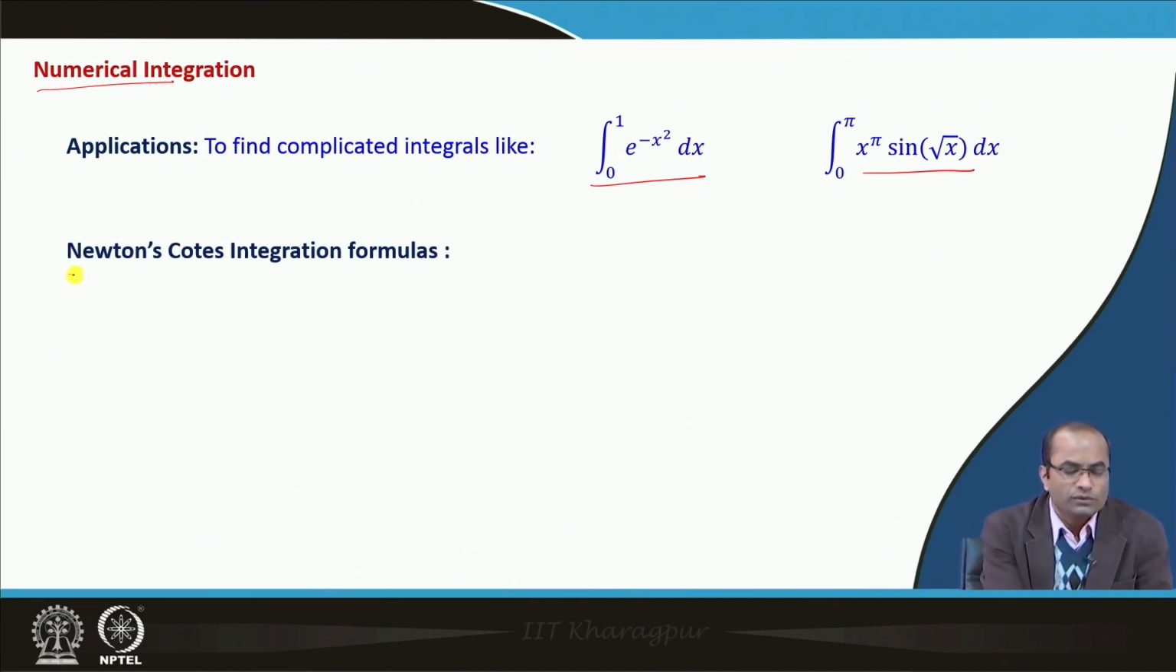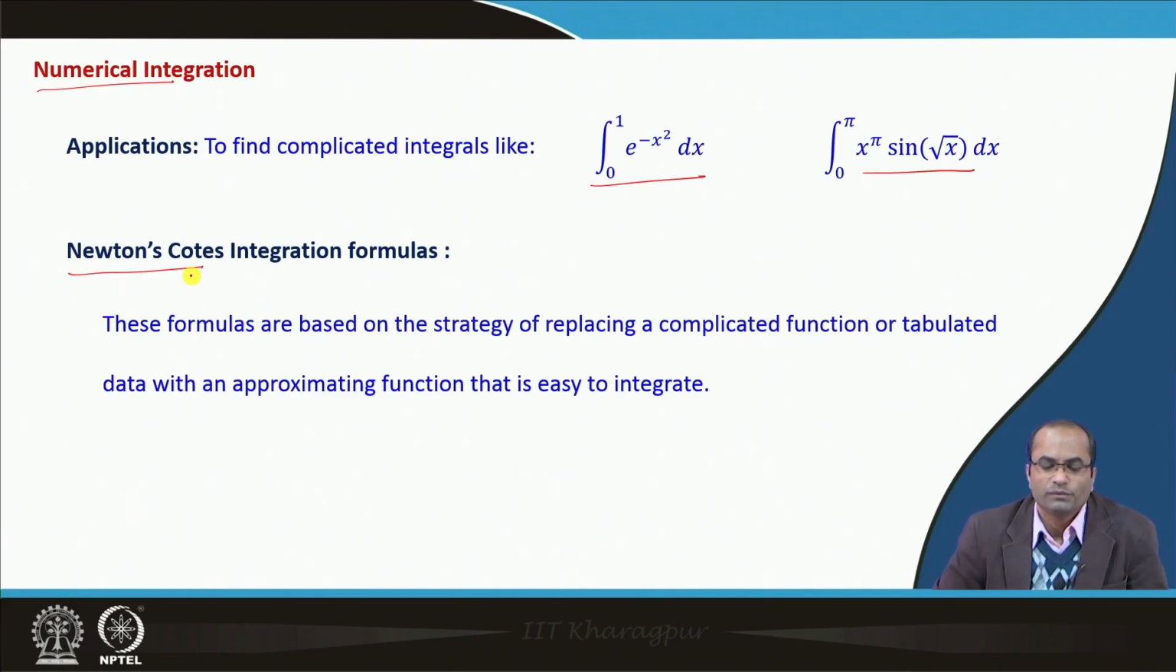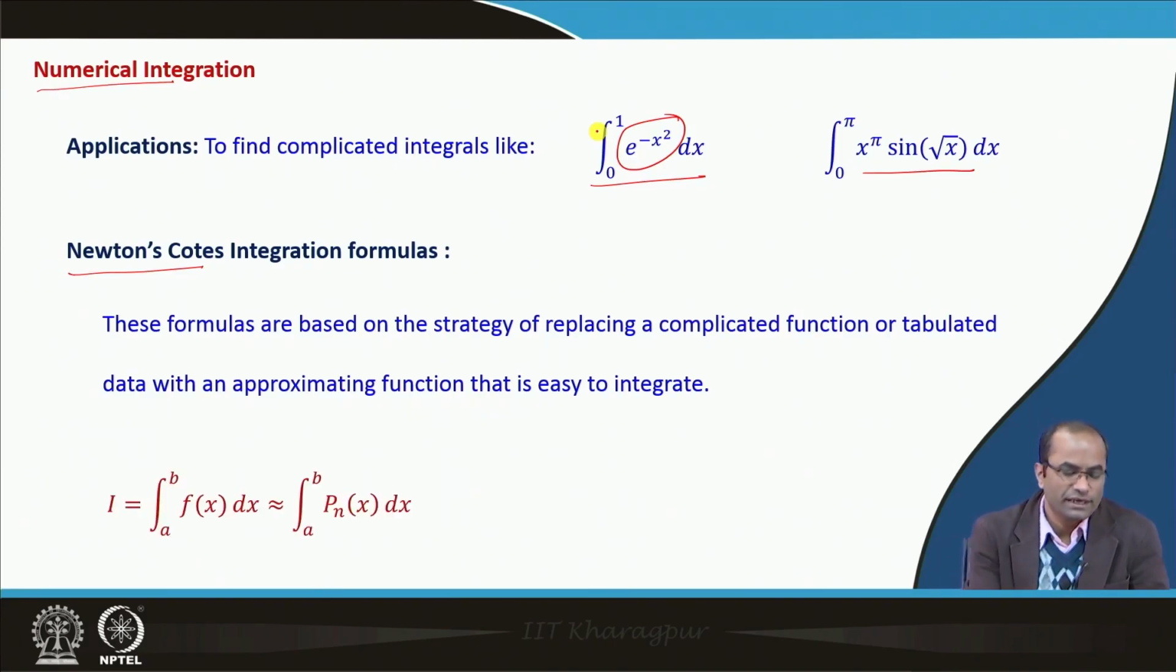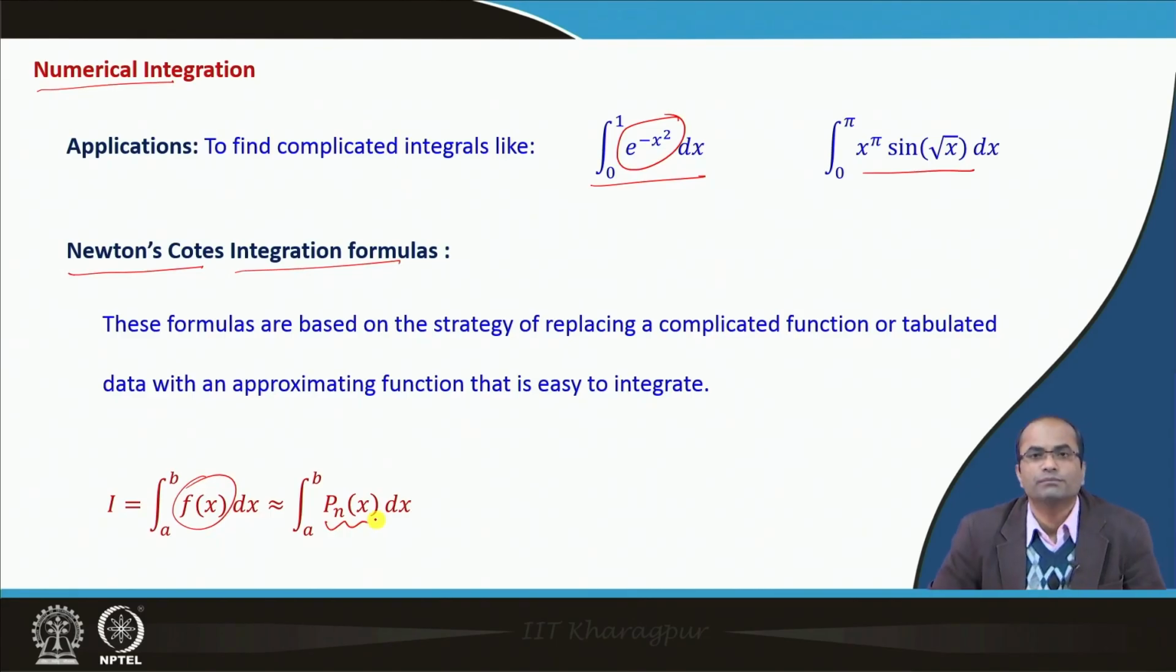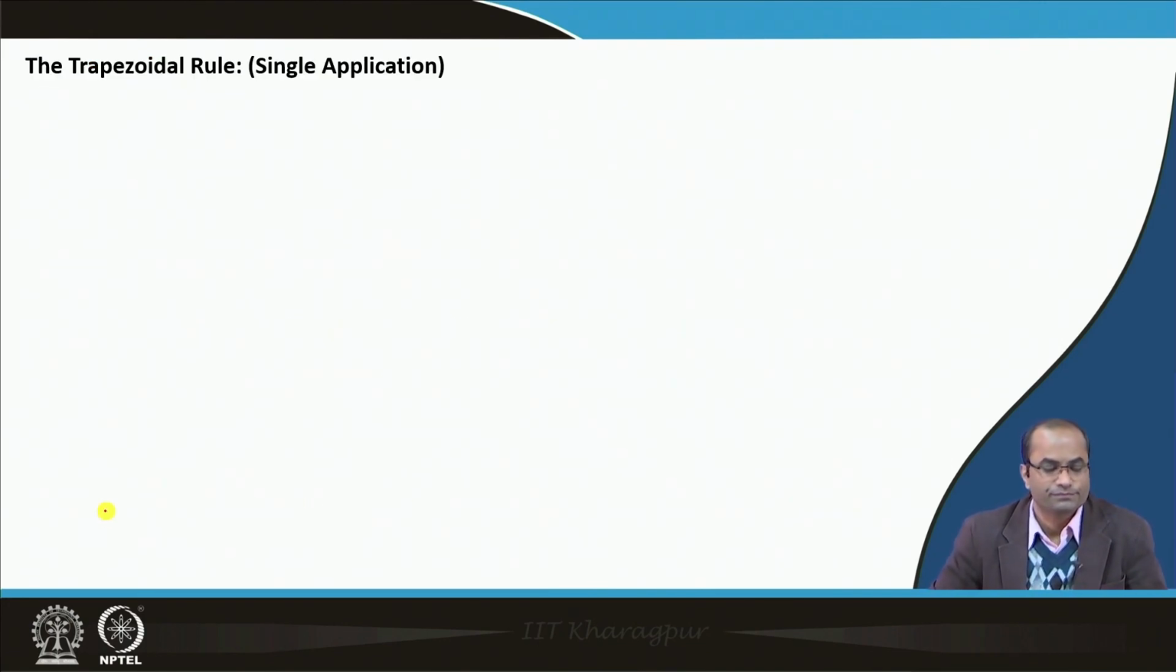So the idea of the Newton-Cotes integration formula is to replace the integrand, or these complicated functions, by some simple functions, usually polynomials, and as we know, polynomials can easily be integrated. So the idea of the Newton-Cotes integration formulas is to replace this f x by some simple polynomials and then integrate those polynomials, and we will get at the end some approximate value of the given integral.